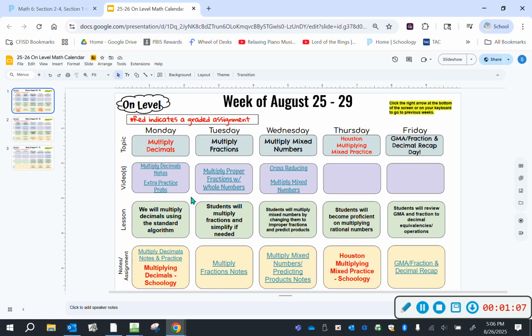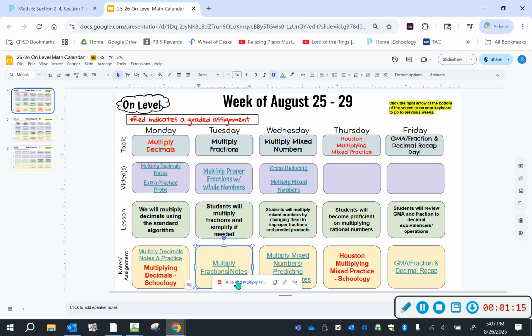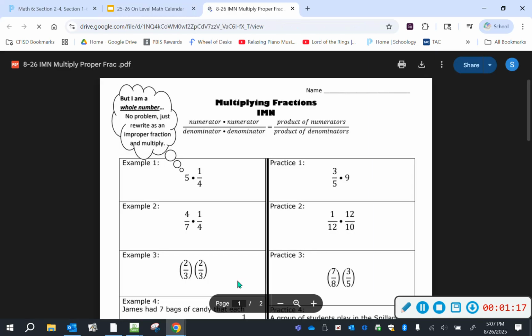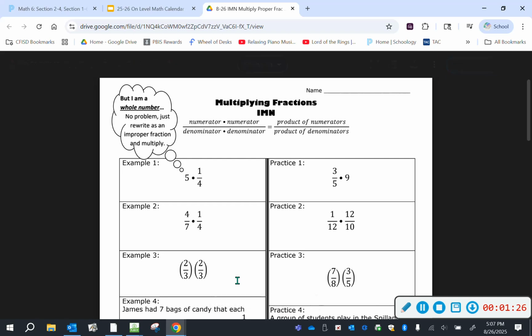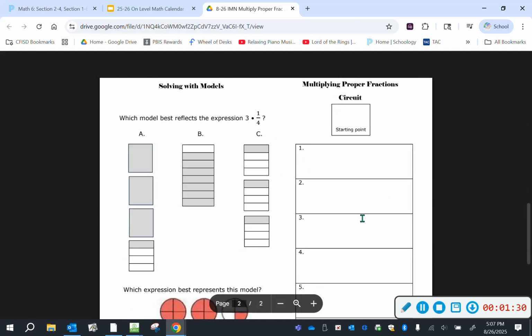Let's say you missed how to multiply with proper fractions on Tuesday right here. Down at the bottom, you could click on this link, anything at the bottom. That's a hard copy of the notes or the worksheets that we handed out in class. If it's an assessment or a test, it will not be available in the calendar. So you could print this at home, front, back.